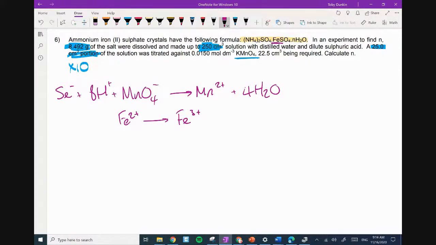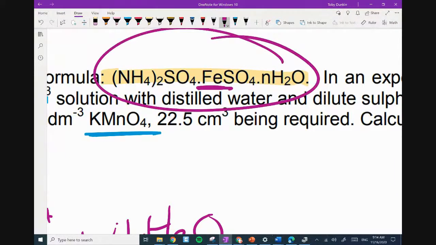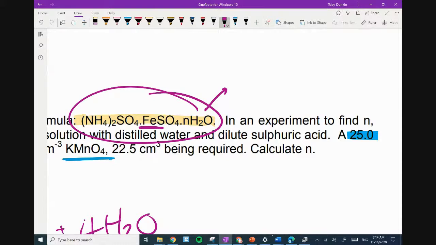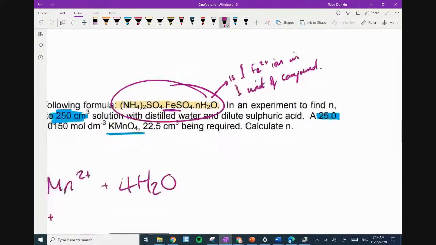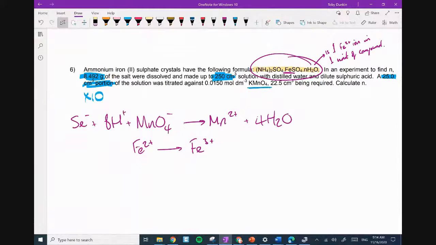Now, the key thing to remember here is that in this entire compound there is one iron 2+ ion in one molecule, or formula unit in this case, of compound. So what that means is when we find the ion quantity, we're going to have the number of molecules, that's the number of repeating units, the moles of it.